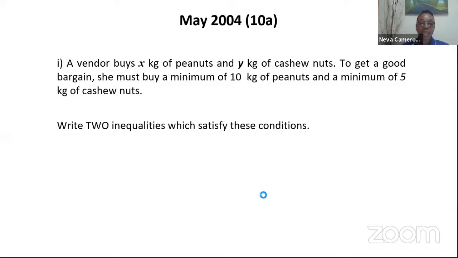A vendor buys X kilogram of peanuts and Y kilogram of cashew nuts. To get a good bargain, she must buy a minimum of 10 kilogram of peanuts and a minimum of 5 kilogram of cashew nuts. Now here's what I want you to do. Write two inequalities that can satisfy the conditions in the question. So a vendor buys X kilogram of peanuts and Y kilogram of cashew nuts. To get a good bargain, she must buy a minimum of 10 kilogram of peanuts and a minimum of 5 kilogram of cashew nuts. So let me see.